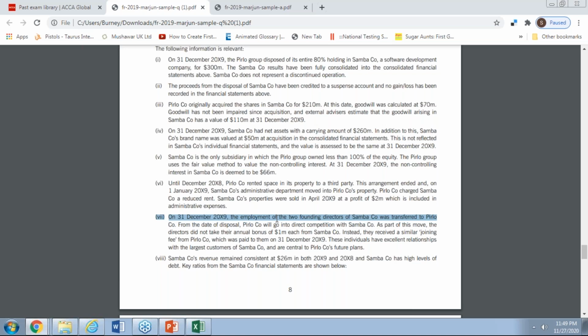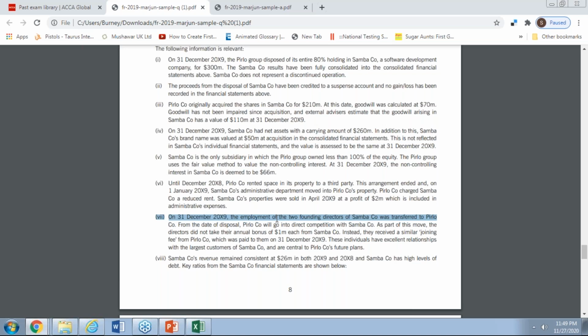These individuals have excellent relationships with the largest customers of the Samba company and are central to the Pillow company's future plans. So the Perlu Group has sold the Samba company and retained its two founding directors, whom they will use for future growth in the business.